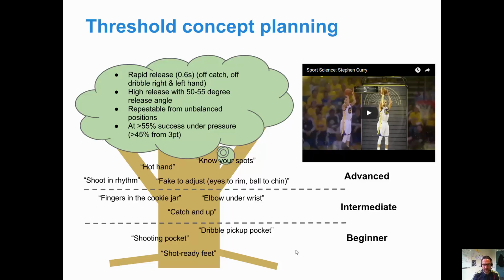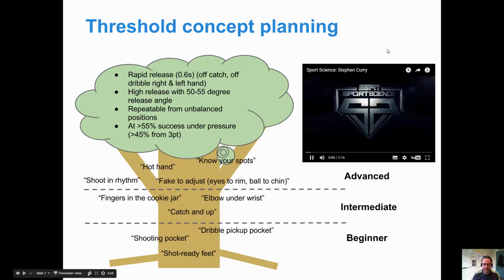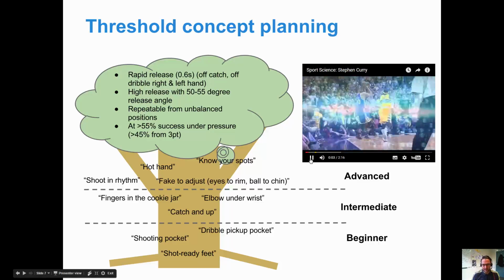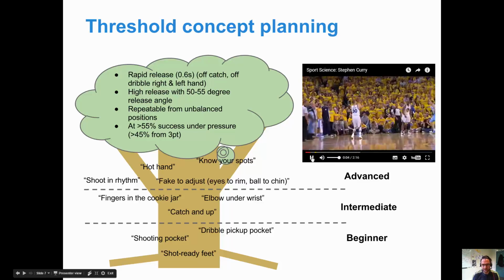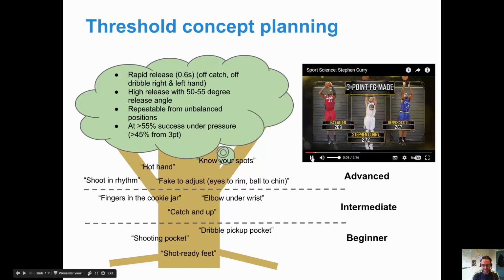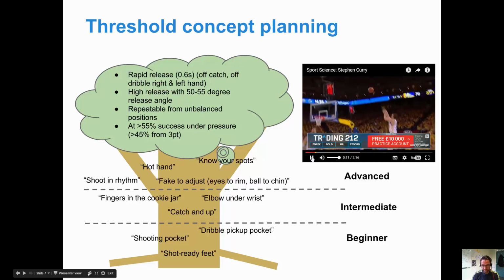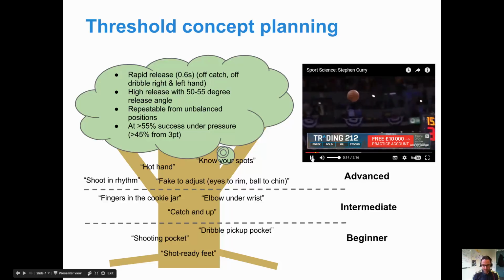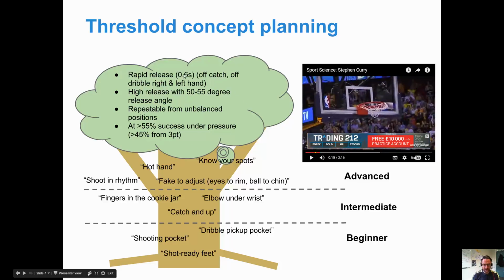And the bit at the top there, we did look at a little bit of video of Steph Curry. We can look at really, really good players in terms of the performance model. Angle of release and so on and so forth, those things are described here. So this is the performance model element for the jump shot. I'm saying we need a rapid release off the catch, off the dribble, both hands, around 0.6 seconds. A high release, 50-55 degrees, repeatable, and with a certain level of success. So we can describe what we would want from very good senior players.